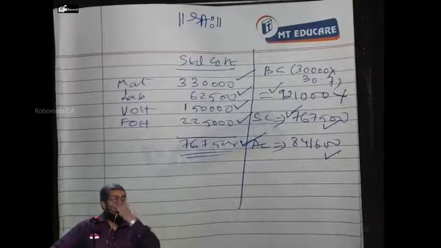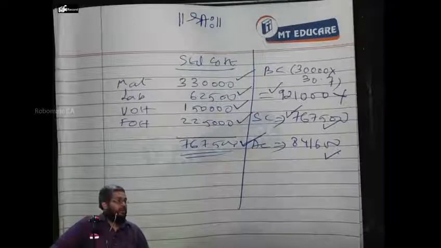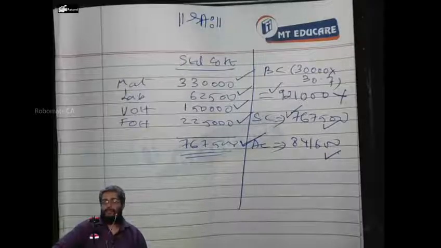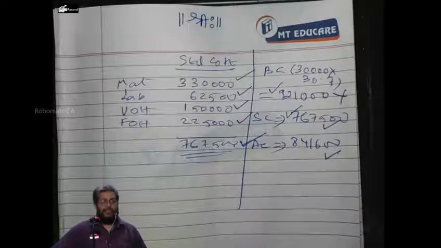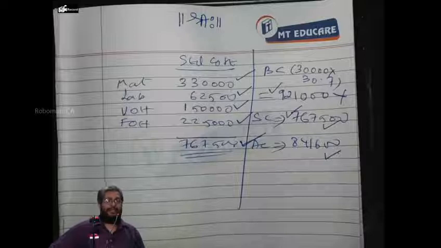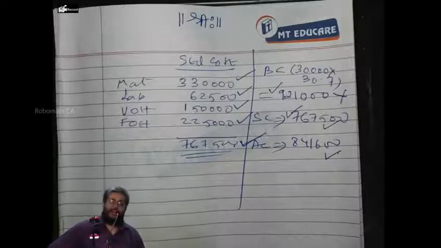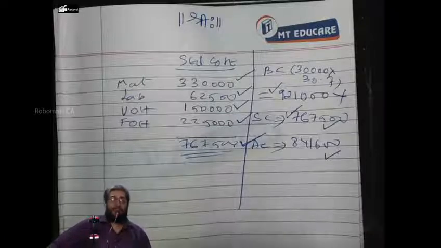Point number 1. Please write quickly. Profit is equal to, fill up the blanks, sales minus expired cost. Profit is equal to sales minus expired cost.